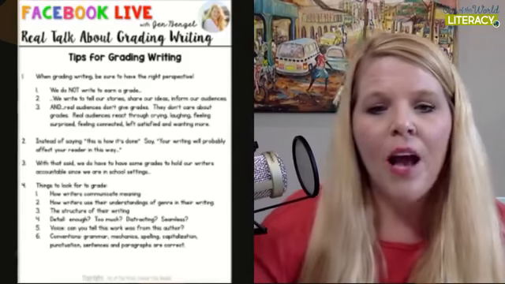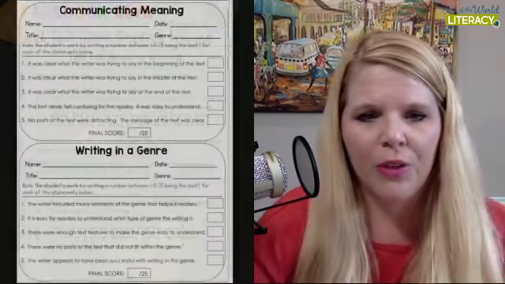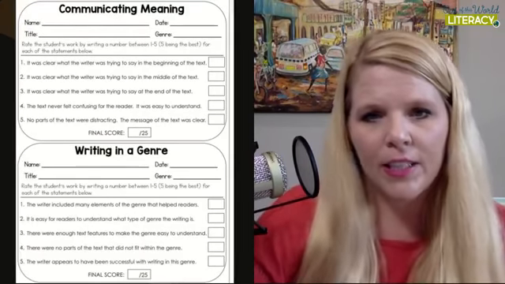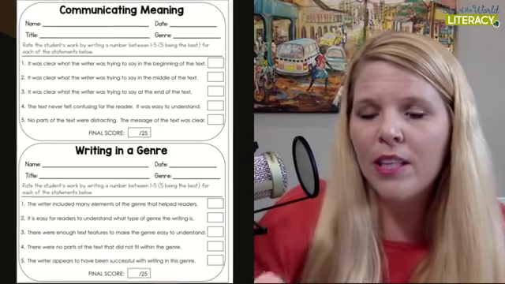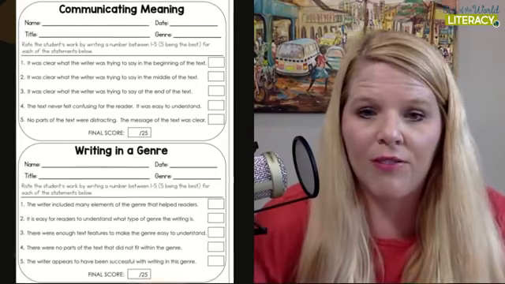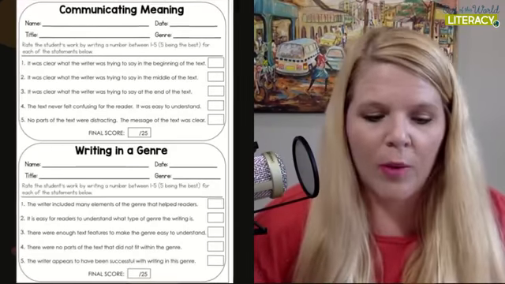There we go. I'm going to give you this page, which is all the information I had on the slides I just shared with you. And then I'm going to give you these scales for grading each of the six elements of writing that I just shared with you. Within each one of these, I have broken it down. So for communicating meaning, I have five statements that I am going to assess.